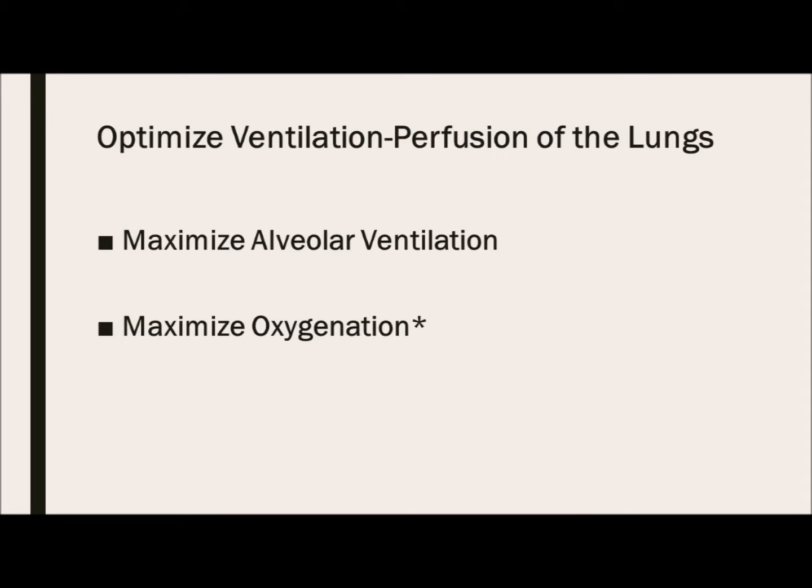Optimizing the ventilation perfusion of the lungs, there are also 2 aims. One aim is to maximize the alveolar ventilation. The second is to maximize oxygenation. I will not be talking about this when selecting a mode of mechanical ventilation because pretty much all mechanical ventilators allow for the manual manipulation of FiO2 and PEEP. However, outside the US, there are some modes of mechanical ventilation that automatically adjust the FiO2 and PEEP.